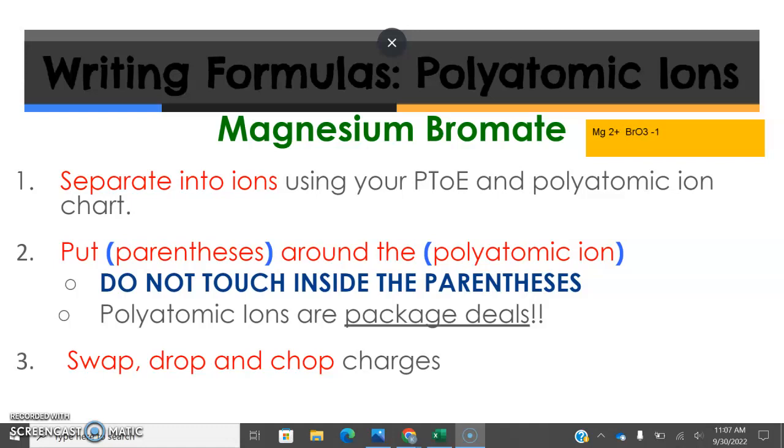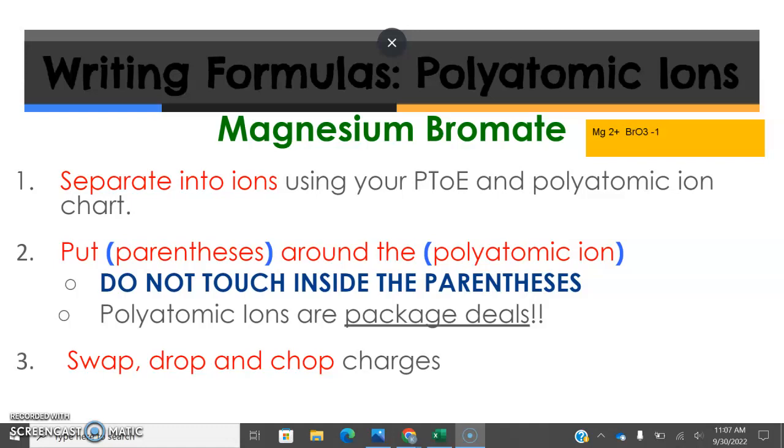Now, we know magnesium is a 2+ charge because it is in the second group on the periodic table, which means it has 2 valence electrons. Because it's a metal, it's going to donate its electrons, so it will be 2+. Okay, that is just something you guys have to practice with and get in your head, because if you don't know how to do that, we're going to struggle.